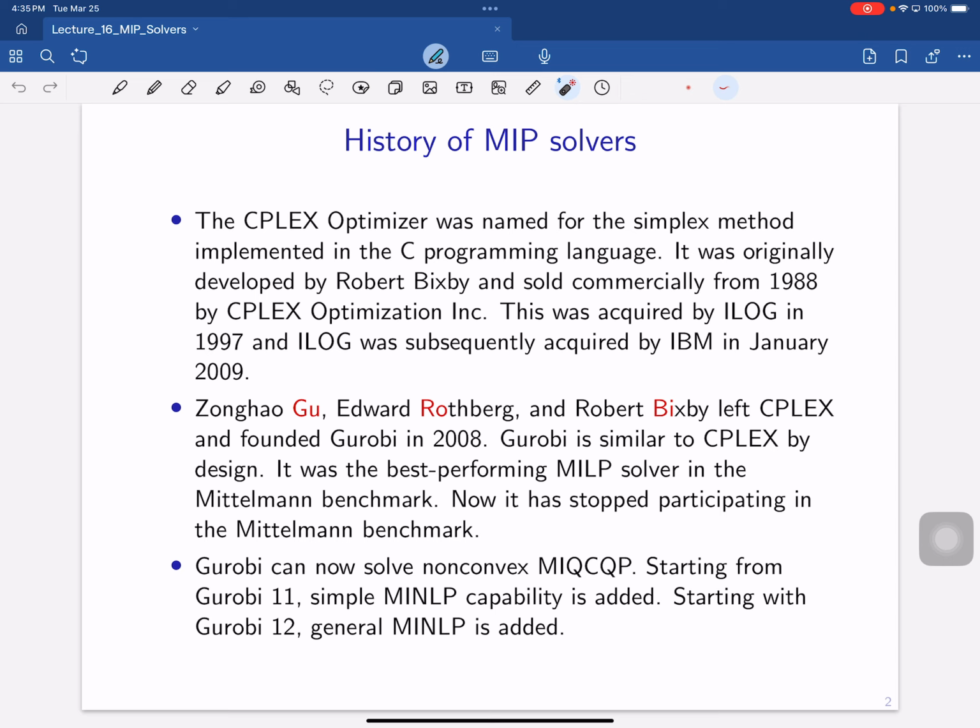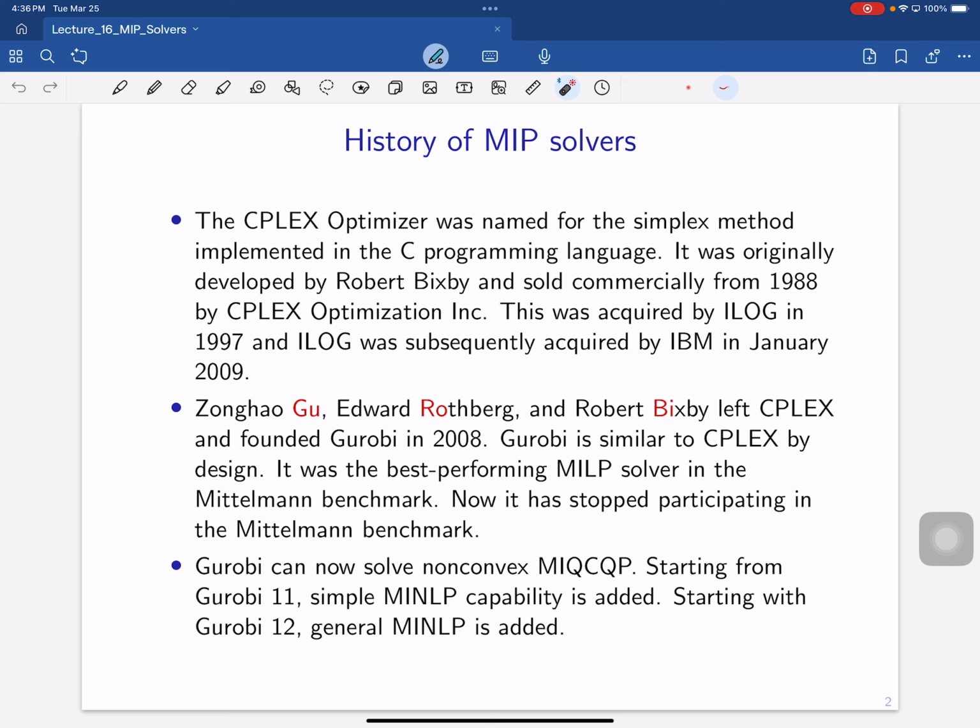So in this lecture, I will base the discussion on how Gurobi and Cplex work. Gurobi is very similar to Cplex because the three founders used to work for Cplex, and when they started a new company, they sort of inherited what they did before.